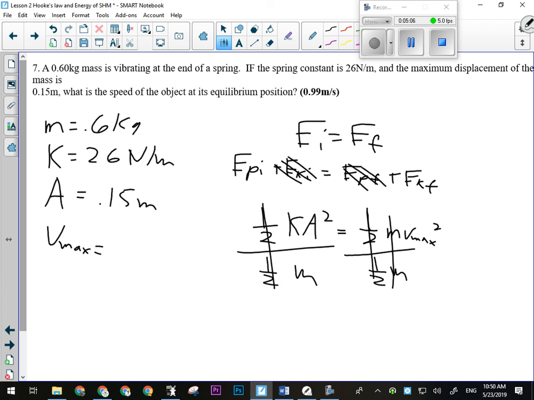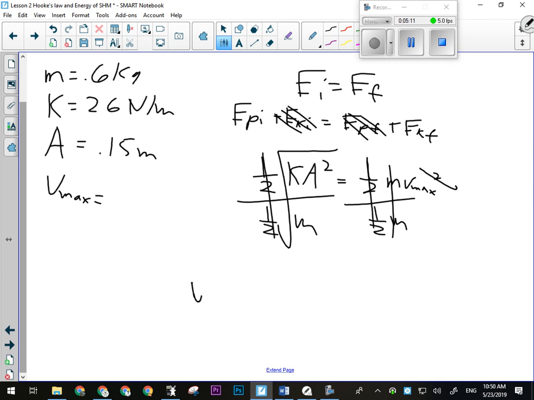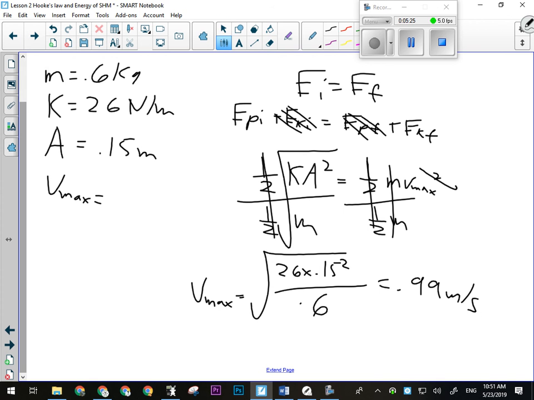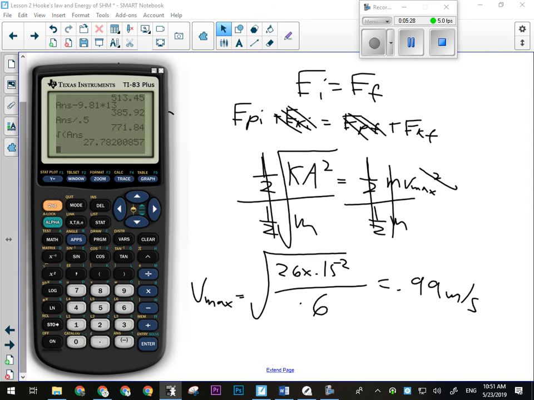The halves will cancel. I need to take the square root to get v. So our maximum speed will be the square root of 26 times 0.15 squared divided by 0.6 kilograms. When we do that, we should get 0.99 meters per second, but we'll just double check it here. 26 times 0.15 squared, divided by 0.6, right? 0.99 meters per second.